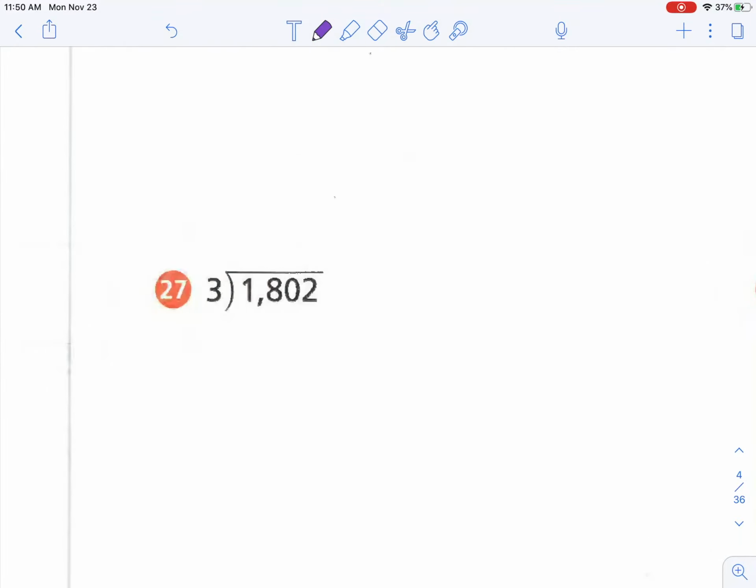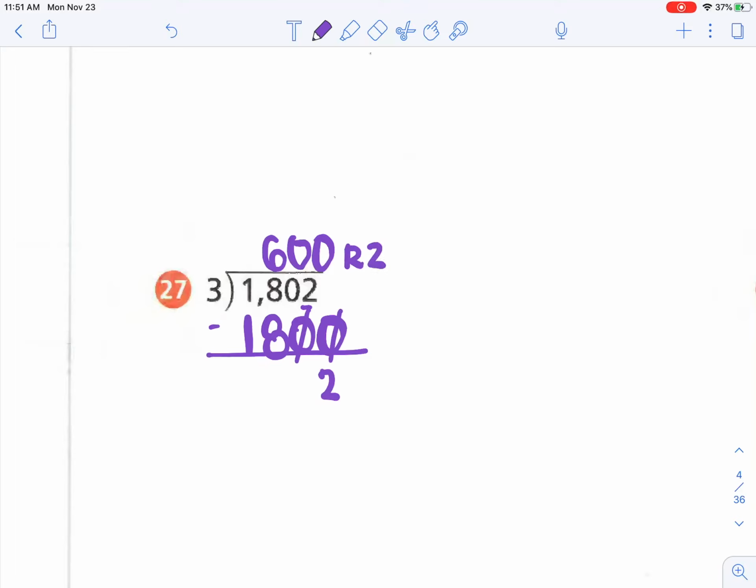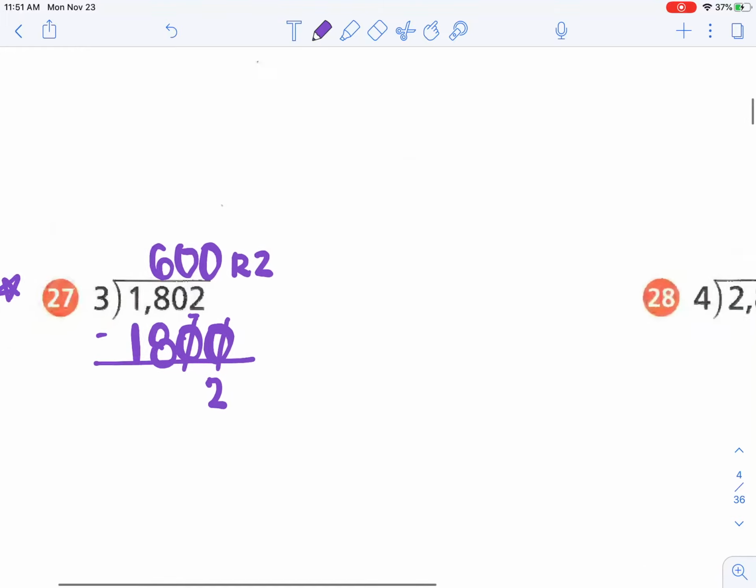Now that you looked at 27 and 28, let's see how you did. You should have changed 1,802 into 1,800. Take away the 2 zeros. 3 goes into 18 6 times. Add my zeros back in. Hopefully you didn't forget about this little 2. That 2 is going to be your remainder. Give yourself a star if you got 600, remainder 2.